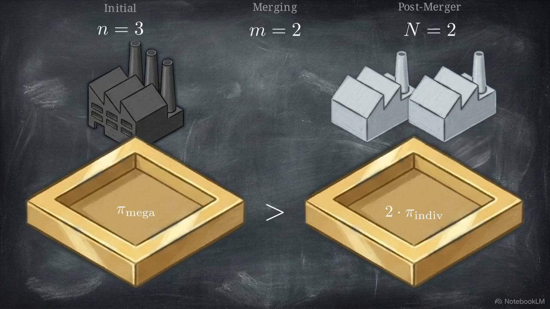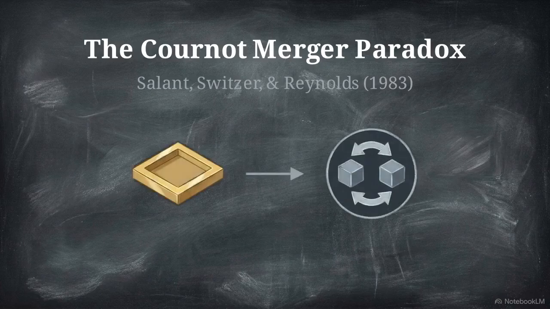We can test this by looking at a three-firm market where two firms decide to merge. When we plug the values into our profit expression, the inequality fails. The new merged firm captures less market share than the two independent firms held separately, resulting in a net financial loss. This is the Cournot Merger Paradox, as defined by Salant, Switzer, and Reynolds in 1983.